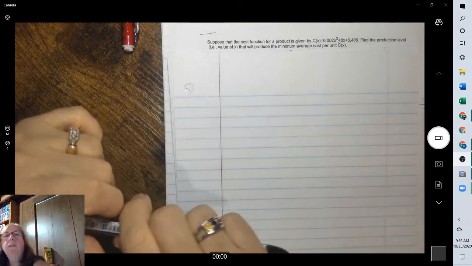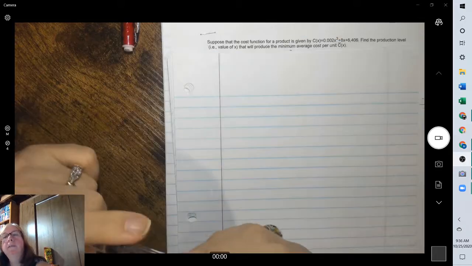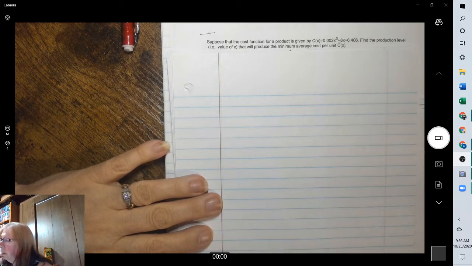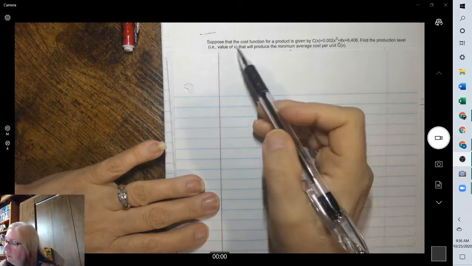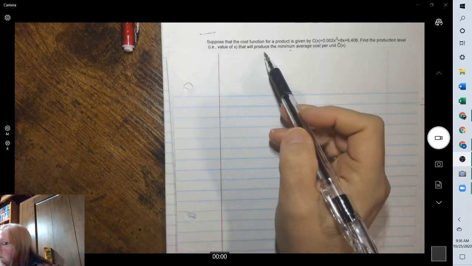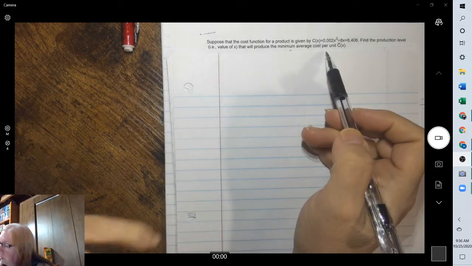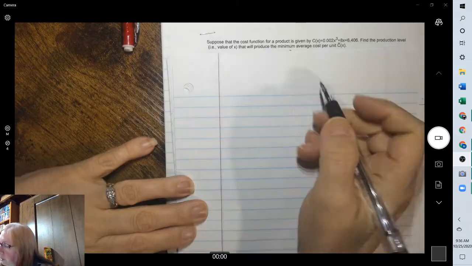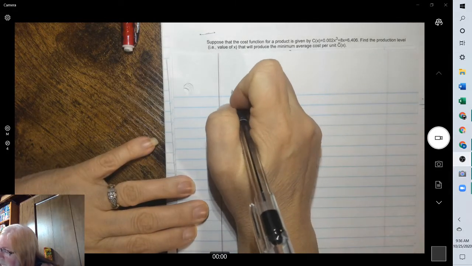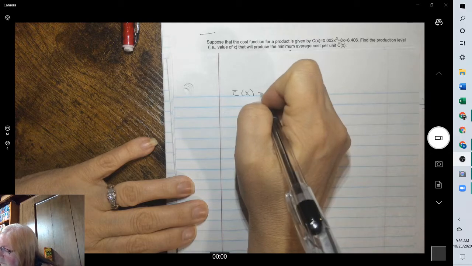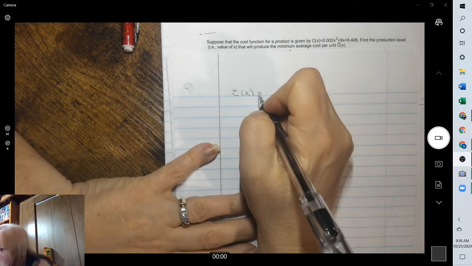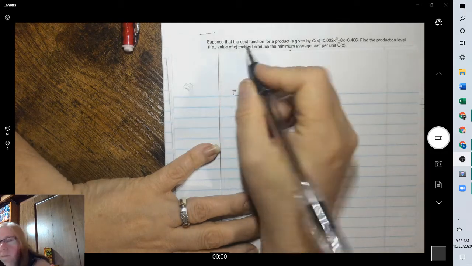Suppose the cost function for a particular product is given by C of x equals this function, and find the production level, i.e. the x value that will produce the minimum average cost. So they want minimum average cost, so the first thing we need to do is find the average cost function. When you're finding the average cost, just like the average, you divide by how many there are, and there will be x of them.